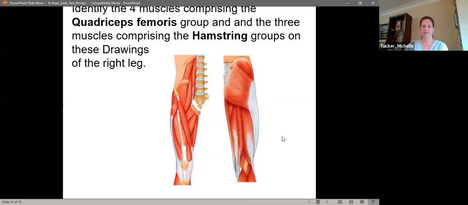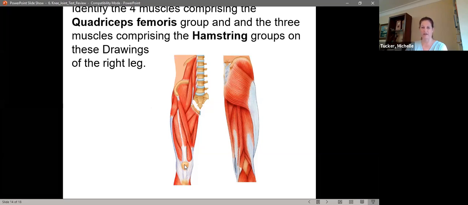Okay. So it says quadriceps group and the hamstrings group on these legs. So you need to know their muscle actions and you need to know their muscle names. So the quadriceps group performs what muscle action at the knee? Extension. Yes. So quadriceps are knee extenders, or they perform knee extension at the knee.